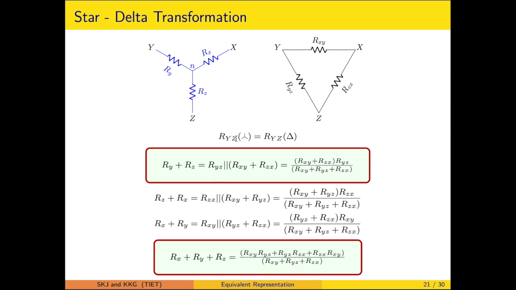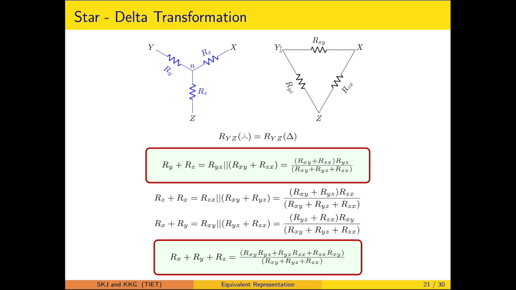Now let us consider the two terminals Y and Z under consideration. The third terminal is left open circuited. What will be the resistance experienced by the star arrangement, and what will be the resistance experienced by the delta arrangement? The resistance R_YZ corresponding to the star will be Ry plus Rz. Whereas when we look at the Y and Z terminals with the third not connected, what are we seeing? Rxy and Rzx are in series.